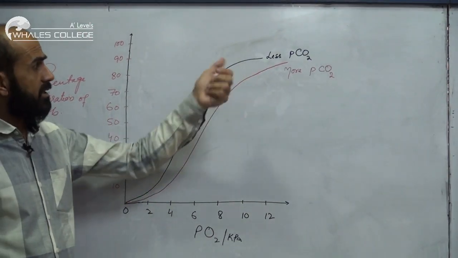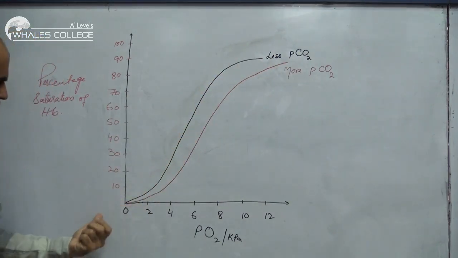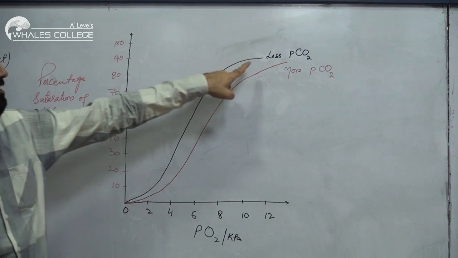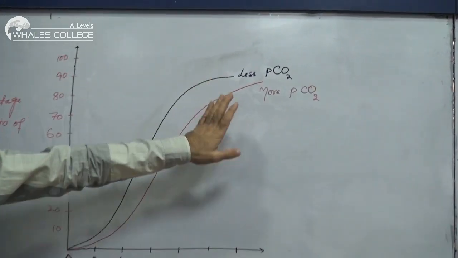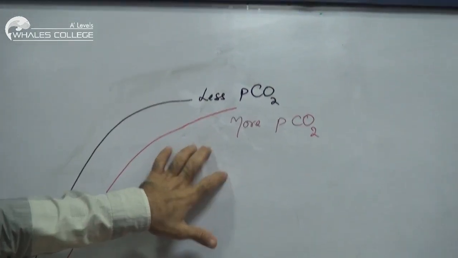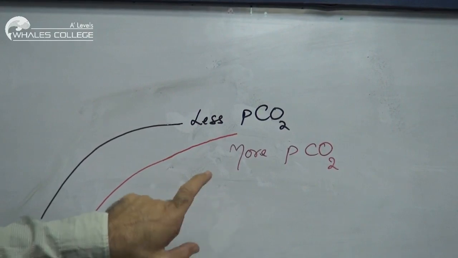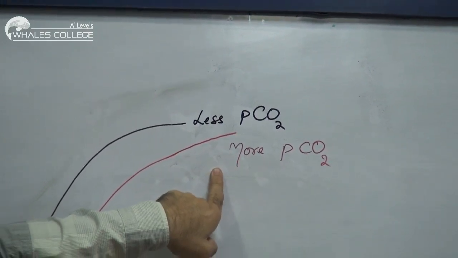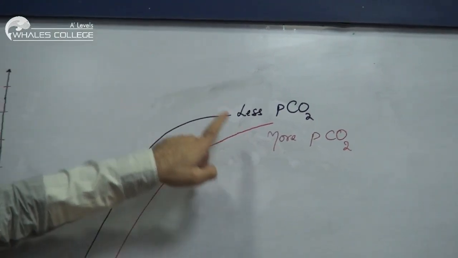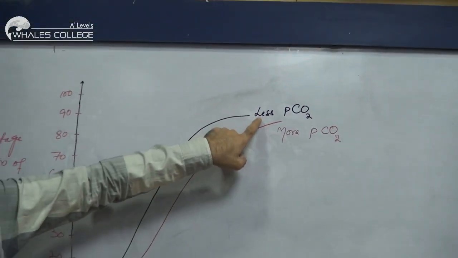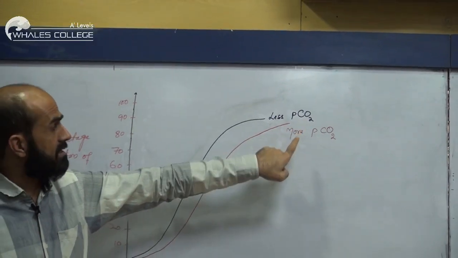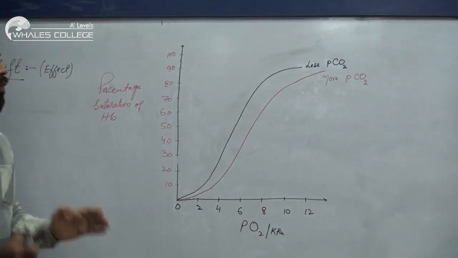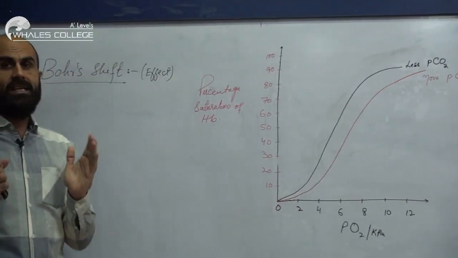So this black curve responds to different partial pressures of oxygen at fixed carbon dioxide, and the same for the red curve, at fixed carbon dioxide. But the carbon dioxide partial pressure in the red is higher than in the black one. That's mentioned here: less partial pressure of carbon dioxide and more partial pressure of carbon dioxide. So what does Bohr say?